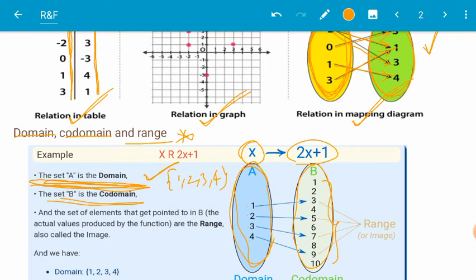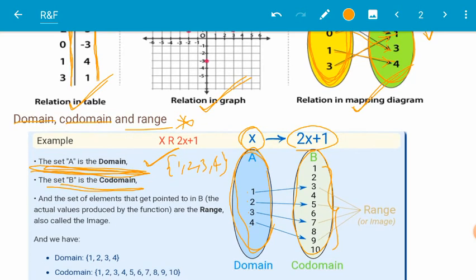Under codomain, elements 1 2 3 4 5 6 7 8 9 10 will come. Next, range. The set of elements that get pointed to in B, you are seeing arrow marks. These arrow marks are pointed to which elements? Those elements, if you write in set notation, it is called range. You can see easily here 3 5 7 9.